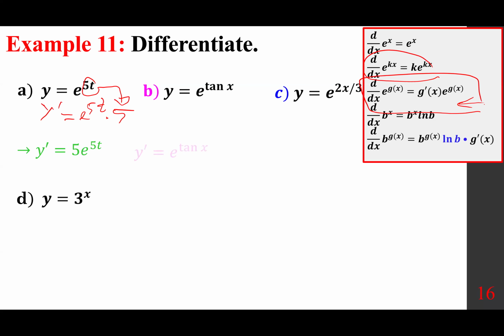e to the power of tan x is itself, by the chain rule times the derivative of tangent, which is secant squared. This one, again, is the same thing, but I want to make sure that we understand this means 2/3 x. So the answer is itself, and then times 2/3. We put the 2/3 first.